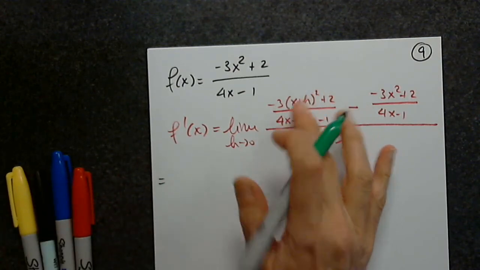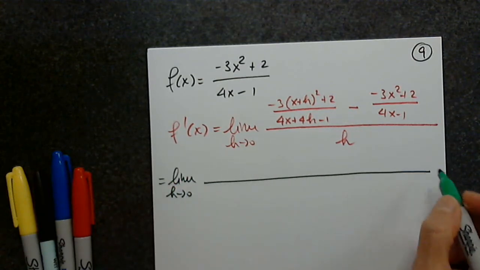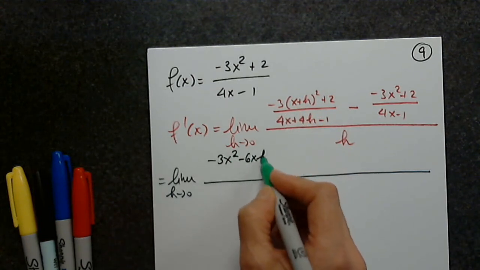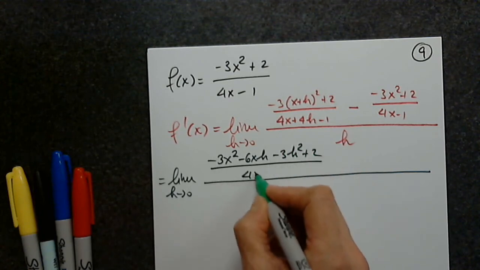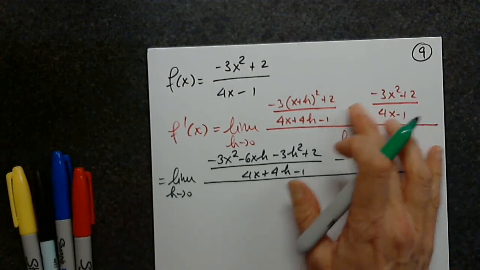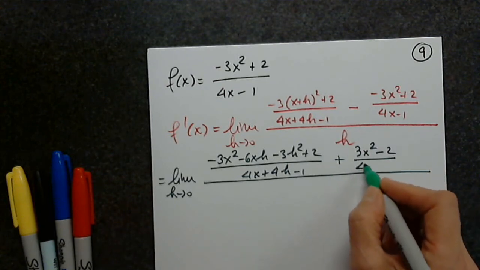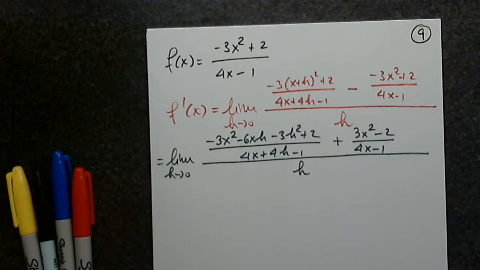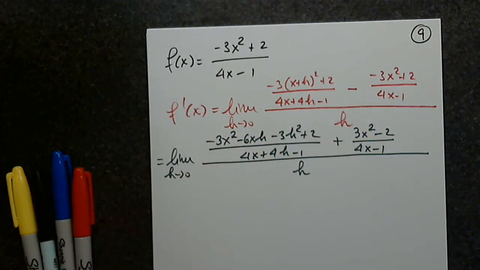I have to simplify this first. So this is the limit as h approaches 0. So this is negative 3x squared minus 6xh minus 3h squared plus 2 over 4x plus 4h minus 1. And minus, but since I have minus and minus, I'm going to distribute, so it's plus 3x squared minus 2 over 4x minus 1, all over h. So I factor out negative 1, and I multiplied by negative 1 to simplify those negatives.